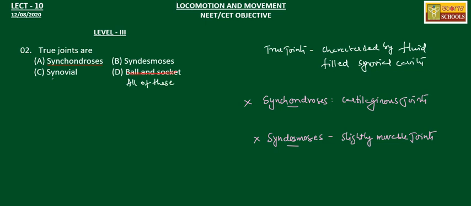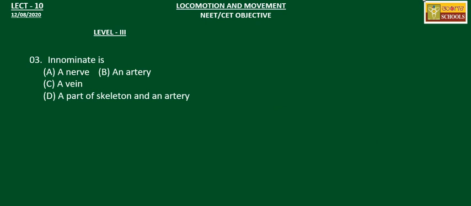Okay, so here then the right option will be the synovial joints. So true joints are synovial joints. The next question, innominate is. So here we have two words for this.